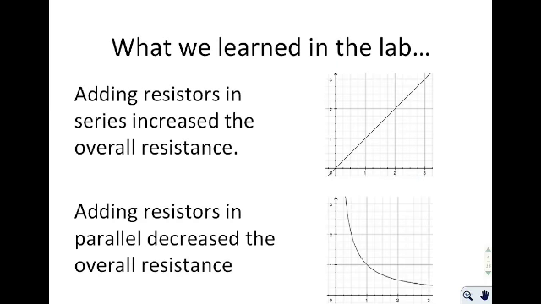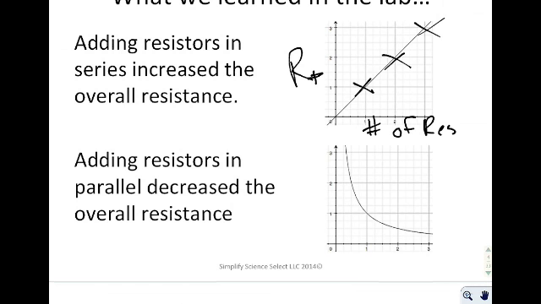We learned in the lab that whenever you add resistors in series, it increases the overall resistance. In fact, you had a relationship that looked like this, where you had the number of resistors down here, and total resistance at the top: as you increase the number of resistors, the total resistance increased. And we also saw that whenever you add resistors in parallel, the overall resistance decreased. So as we add resistors in parallel, the total resistance drops off. That's what we learned in the lab.